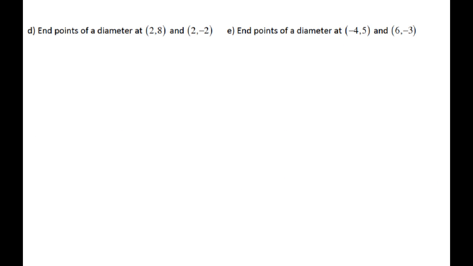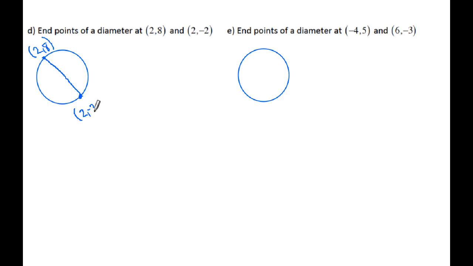For this one, I'm given the endpoints of my diameter. So again, I'm going to go ahead and start by drawing a picture. So here's our circle. This one also has the endpoints of the diameter, so I'm just going to draw a diameter. So I have 2 points. My endpoints of this diameter are 2, 8 and 2, -2.